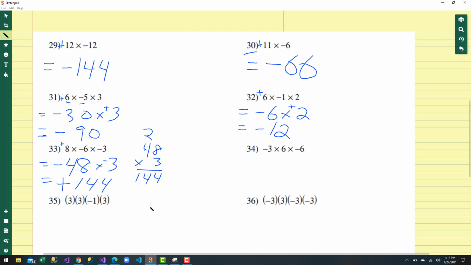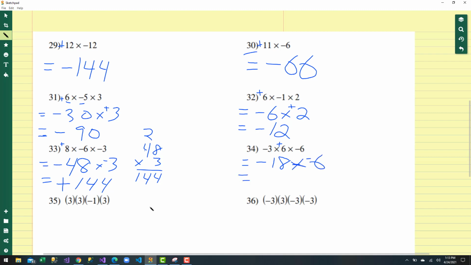Okay. Let's move on to number 34. We have a negative 3 times a positive 6. I'm going to just label that here, positive 6. Opposite signs, when you multiply, answer is negative. And 3 times 6 is 18.